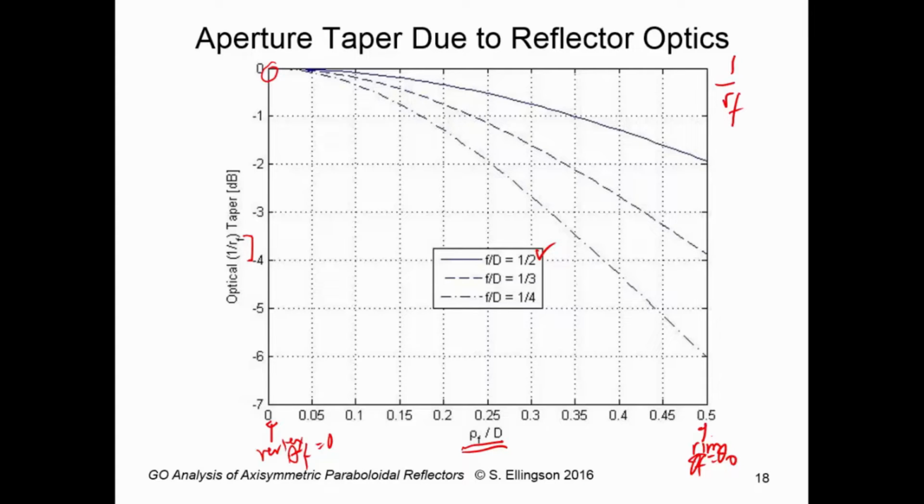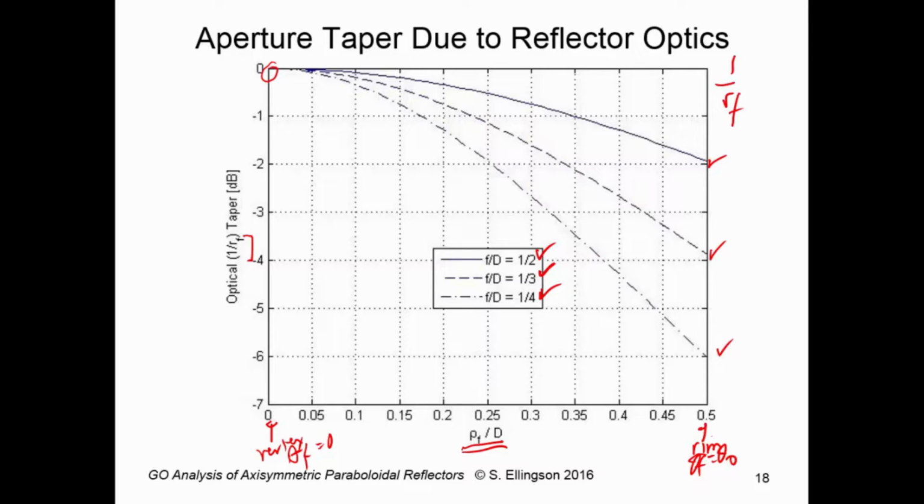And we see, in fact, that because r sub f increases, of course, 1 over r sub f gets smaller, and it gets smaller at a rate which depends on the f over d ratio. So for an f over d of 1/2, it goes down to minus 2 dB at the rim. For an f over d of 1 over 3, it gets down to about minus 4 dB at the rim. And for a dish that has f over d of 1 over 4, it goes down to about minus 6 dB at the rim. So this is generally true for axisymmetric paraboloidal reflectors. We know that just from the optics of the reflector, we will have this degree of taper.